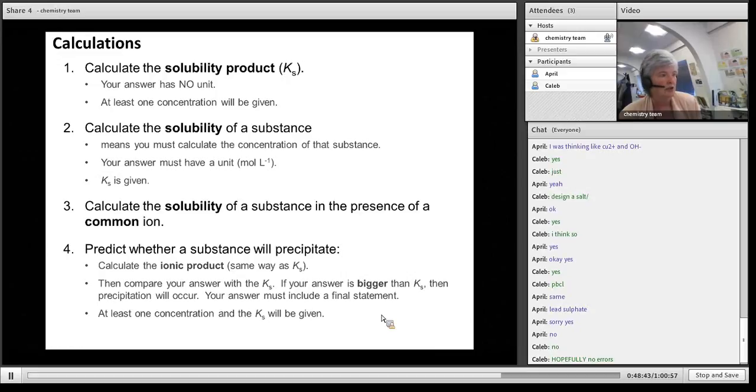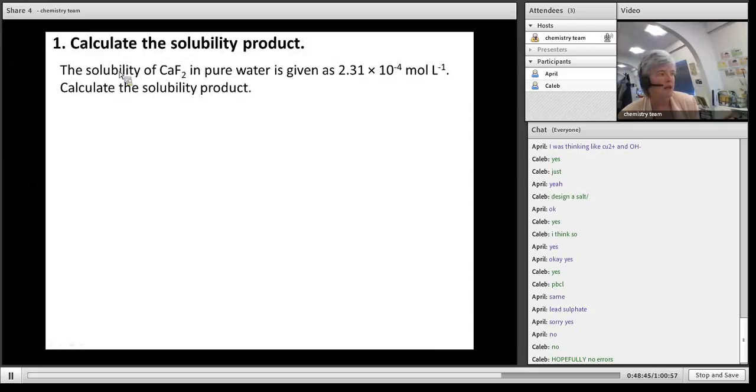So let's have a look. First example. This is an AB2 salt, and I am given the concentration of how much will dissolve. So that's the solubility. I'm told to calculate the solubility product. So remember the EEC method? So you write the equation first.